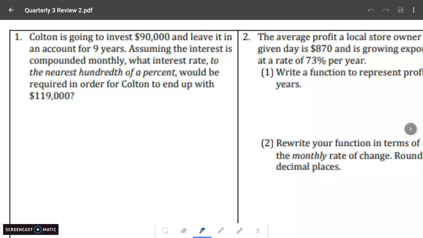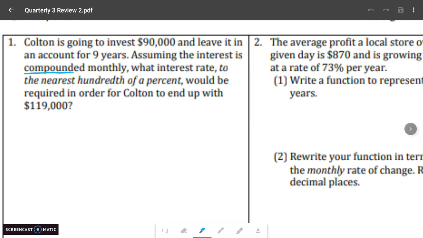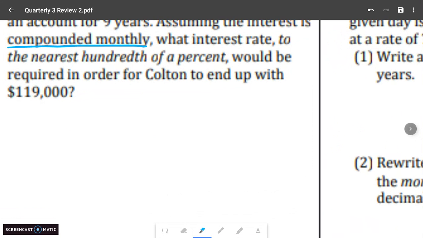So the first question here, we have Colton is going to invest $90,000 and leave it in an account for 9 years. Assuming that the interest is compounded monthly, what interest rate to the nearest hundredth of a percent would be required in order for Colton to end up with $119,000? So things that we should keep in mind here is this compounded monthly. So that we have a formula for.